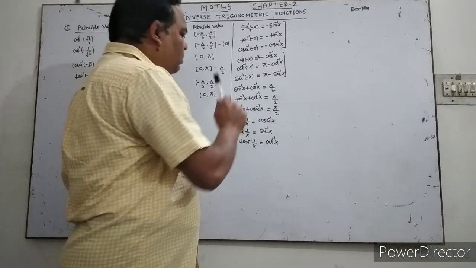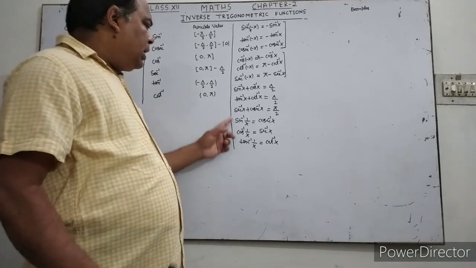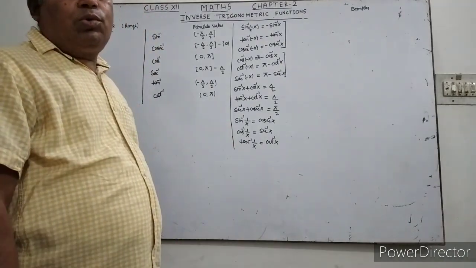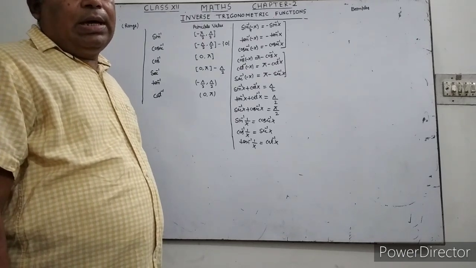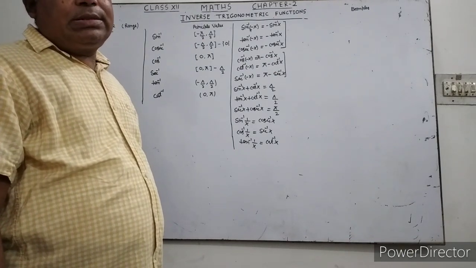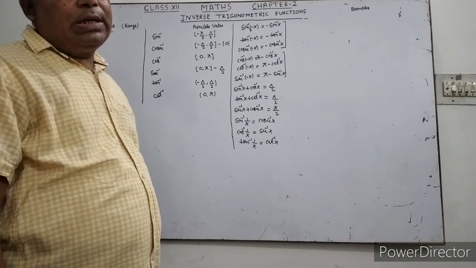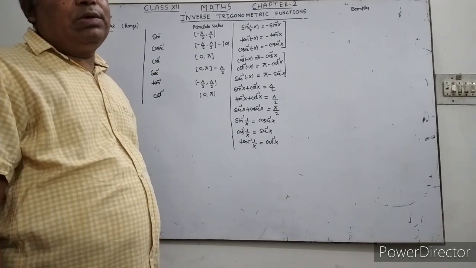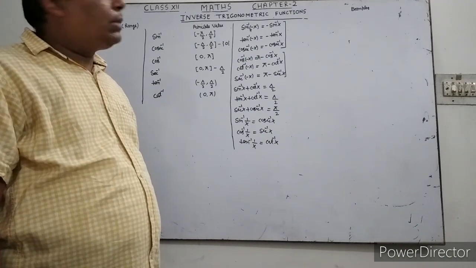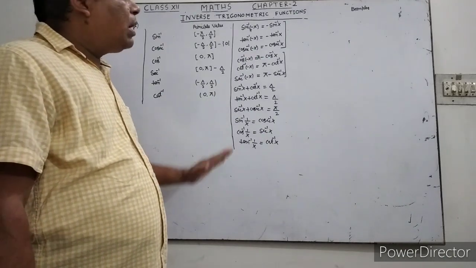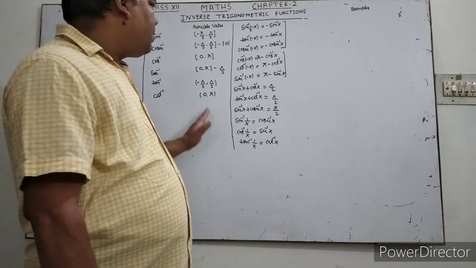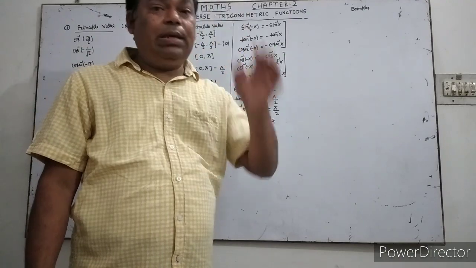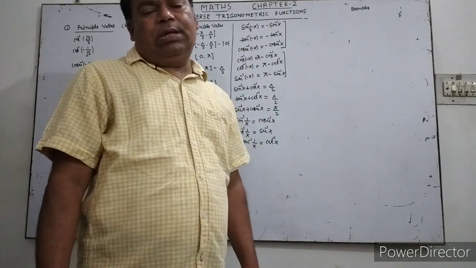You remember these formulas? Now, three other formulas: sin inverse 1 by x equals cosec inverse x, tan inverse 1 by x equals cot inverse x, and sec inverse 1 by x equals cos inverse x. You remember these formulas, and with the help of these formulas you find the principal value of any given function.